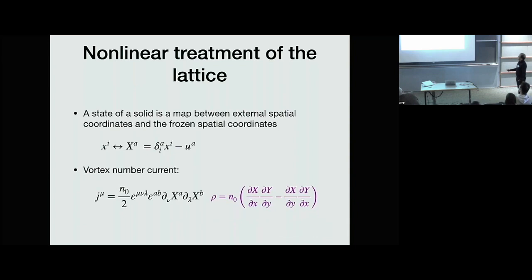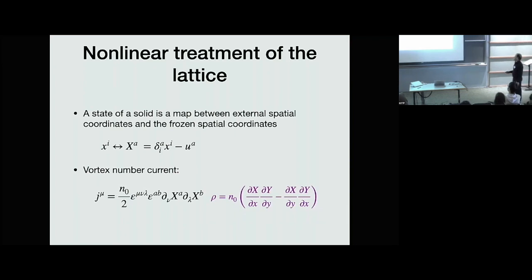And this capital X, if I expand around small x, will give us the usual displacement. But I don't have to treat this displacement as a small number. I can just treat this capital X as something that can deviate by a large amount from small x. So in this description, the density of points on the lattice, in our case the vortex number density, the vortex number current, has a nice quasi-topological form. That's J^mu is equal to this epsilon times derivative of X, derivative of X.